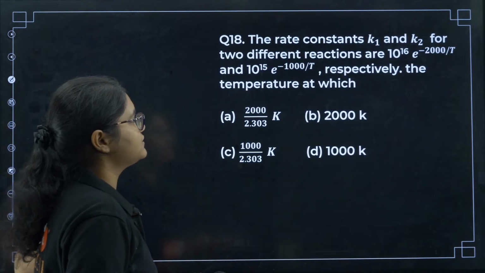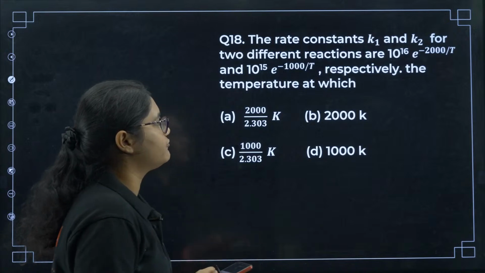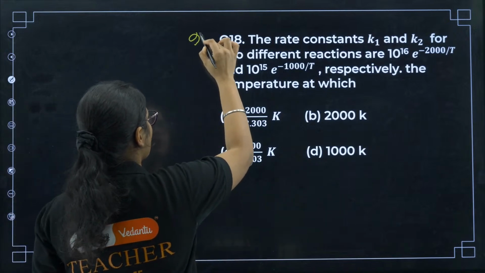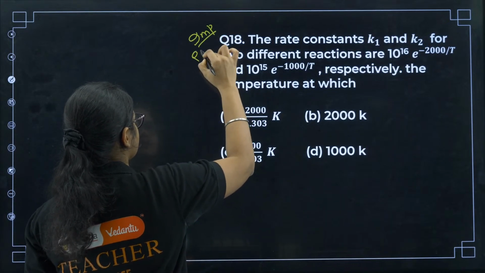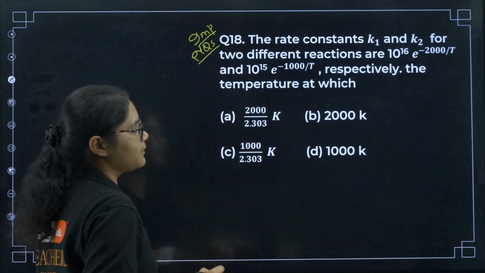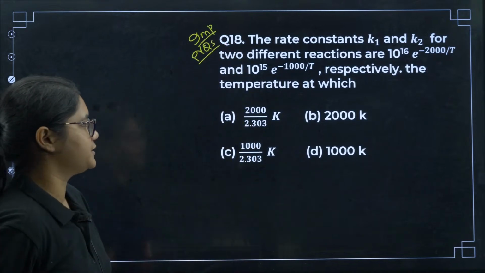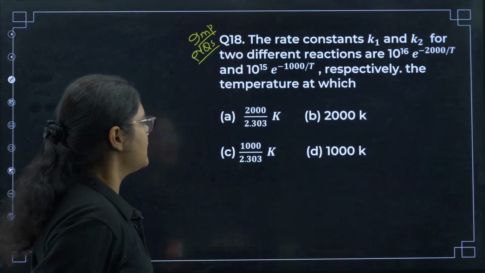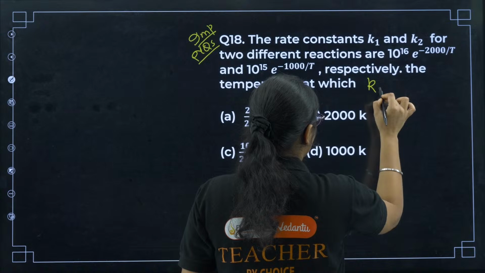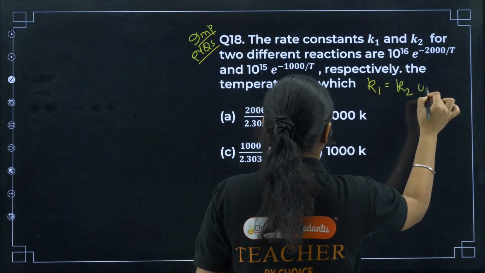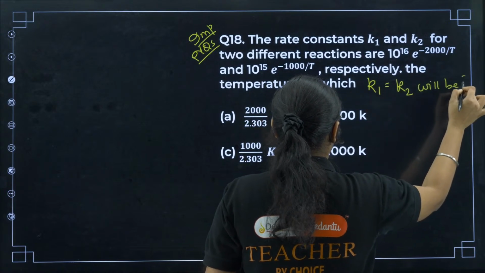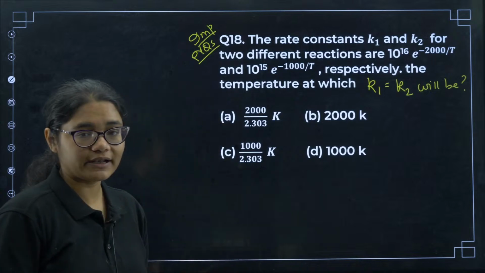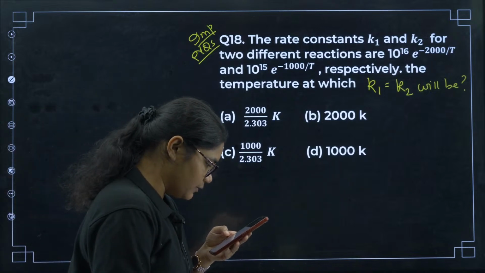Next, the rate constants K1 and K2 for 2 different reactions. Yes, this is also important and this is also a previous year question. Okay, I don't remember which year, but yes, very important question. Rate constants K1 and K2 for 2 different reactions are given. The temperature at which K1 is equal to K2 will be. Okay, at what temperature will K1 be equal to K2?